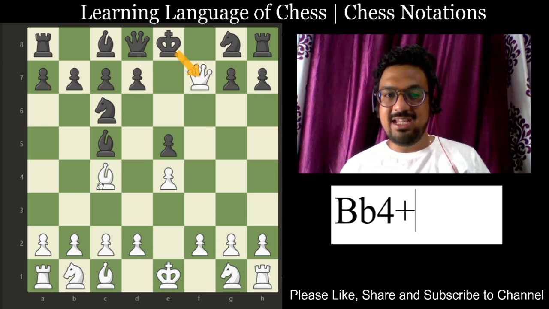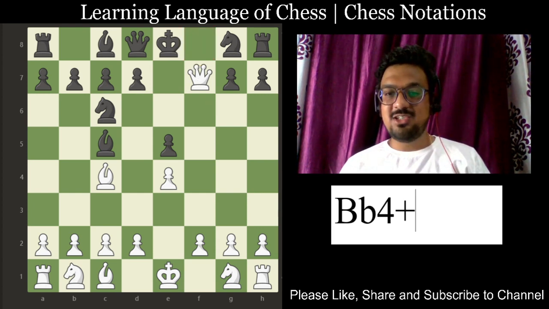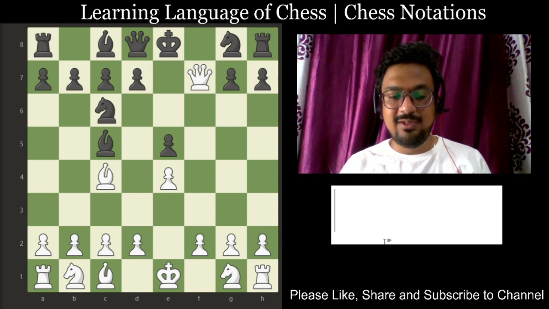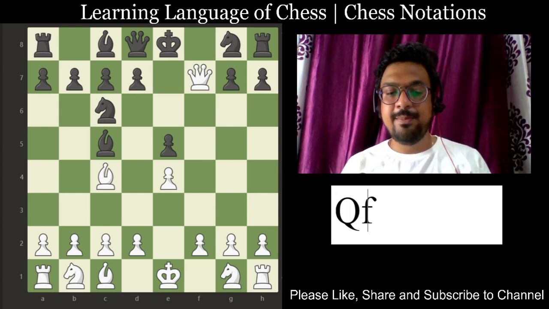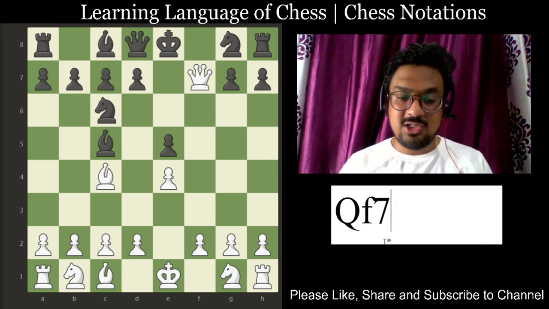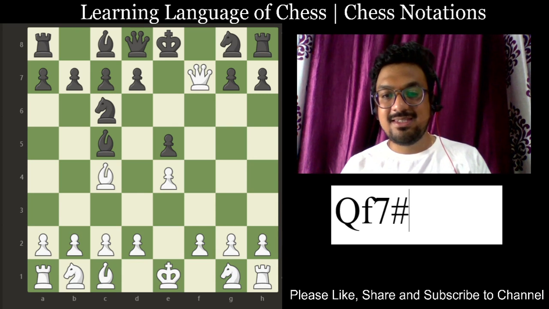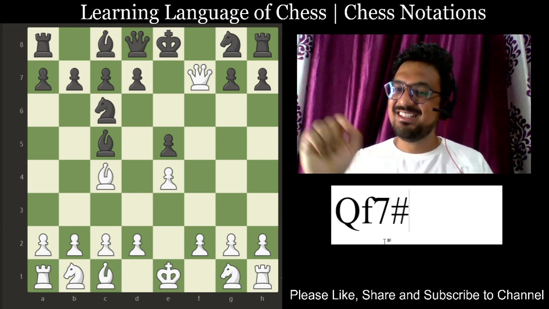The king cannot take it because the bishop is supporting. The king cannot go here because the queen is attacking. The king cannot go here because the queen is attacking. So it's a checkmate. So how to write a checkmate? So this move will be written as Qf7, and the notation to be written here is, oops, the hashtag.